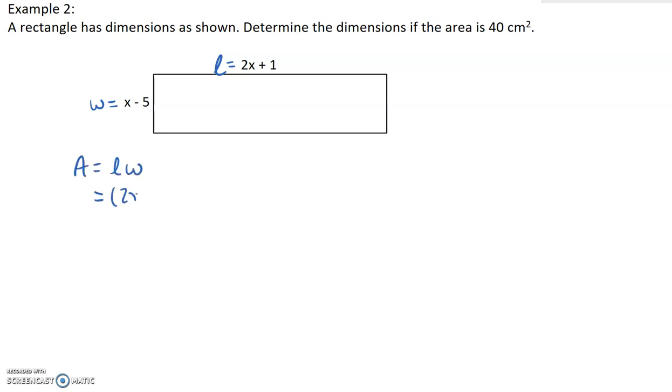So if we sub these in and then expand it, we get 2x plus 1 times x minus 5. Well, that is equal to 40 because we're told the area is 40. Some of you might want to solve this, but remember, this is equal to 40 right now. We can only solve it when it's equal to 0. Expand it. You might want to put this in your notes: get equal to 0, then factor and solve.